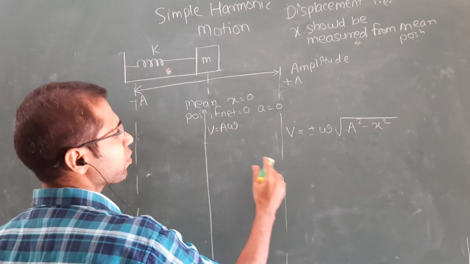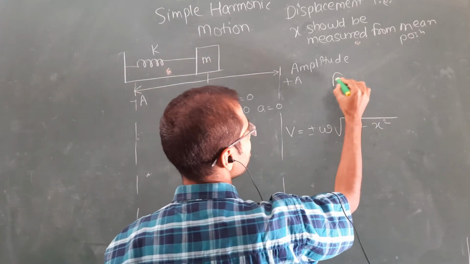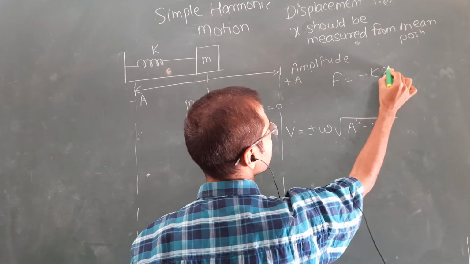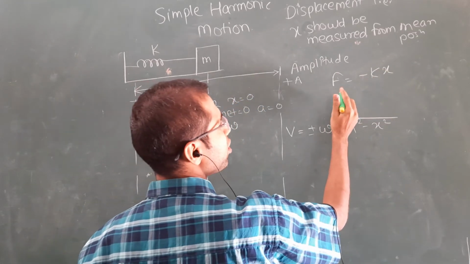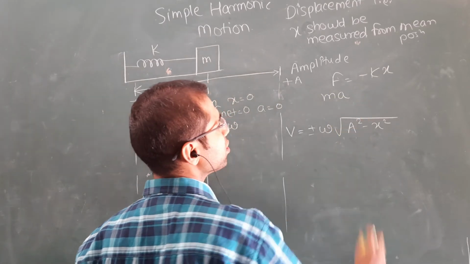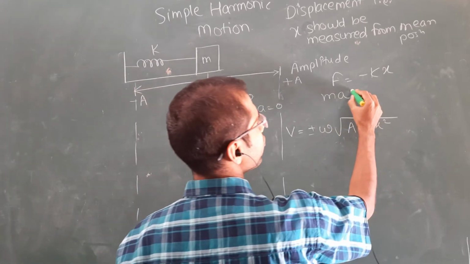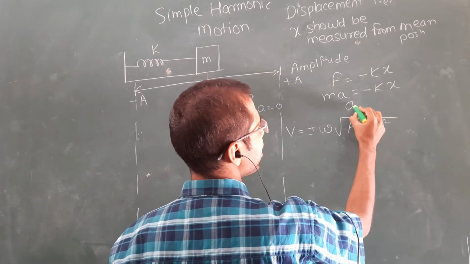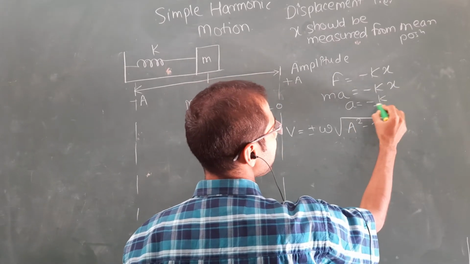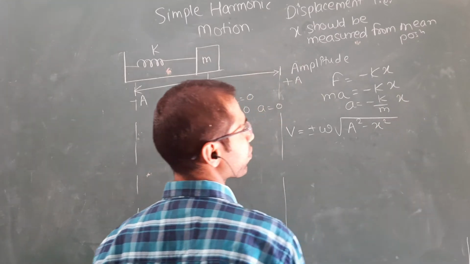So here we have the equation F is equal to minus kx for the most simple case. Yes. Here instead of force, I can write force is equal to mass into acceleration, which is equal to minus kx. So acceleration I can write as a is equal to minus k by m into x.